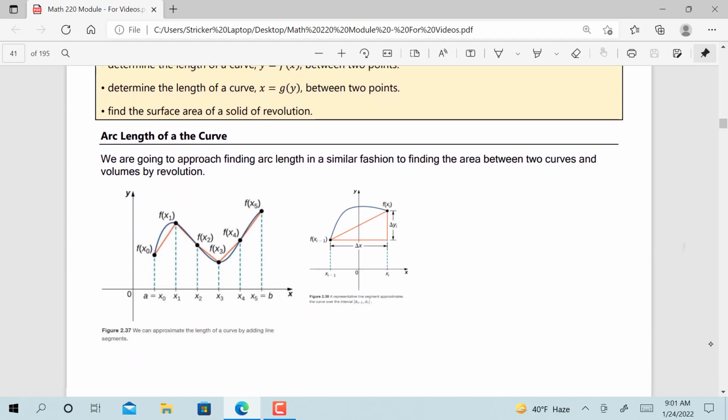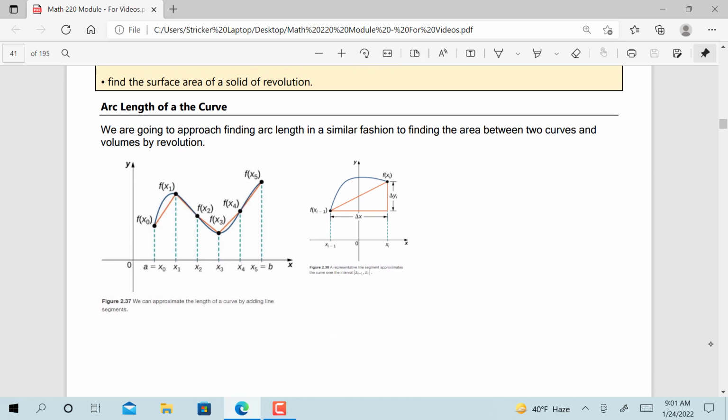So before we do an example, I want to really quickly go over how this concept works. We're going to use an approach similar to what we used in Calculus 1 when we talked about finding the area under a curve, or even section 2.1 from this chapter, where we talked about finding the area between two curves.